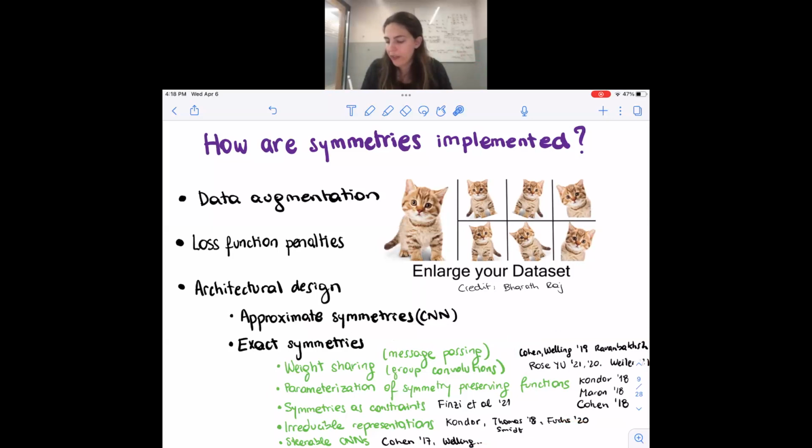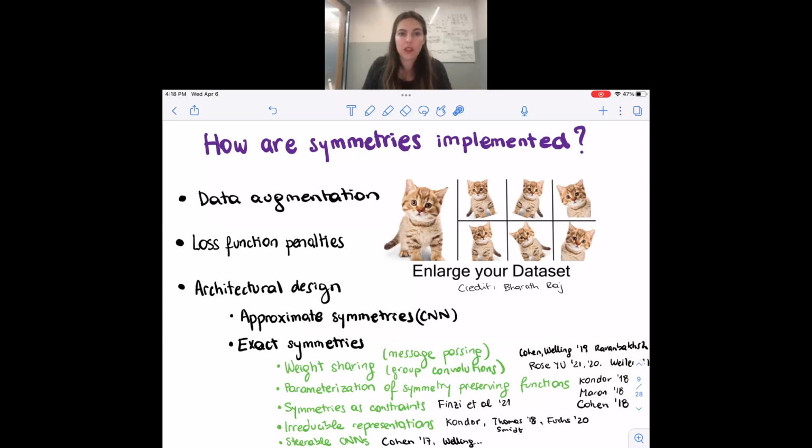One of these ideas is to parameterize symmetry-preserving functions using irreducible representations, imposing symmetries as constraints, group convolutions, etc. These group convolutions discretize the group, as you asked before. What I'm going to discuss is an alternative approach that produces exact symmetries, doesn't need to discretize the group, and is very easy to implement.